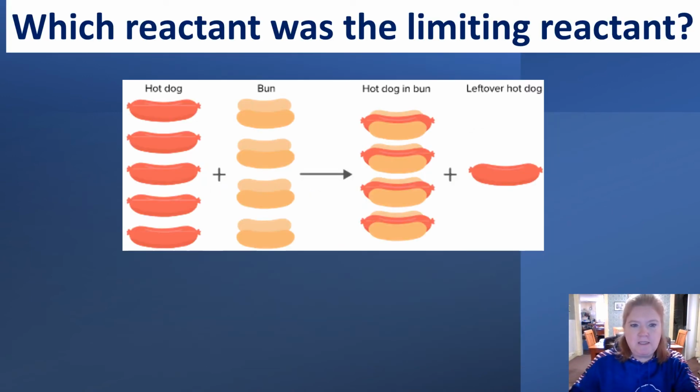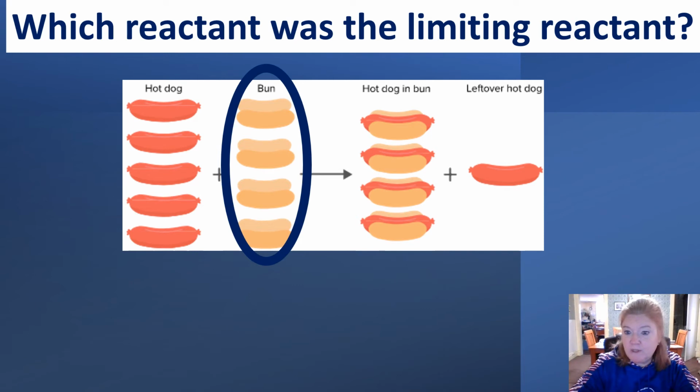So in this case, I have this many hot dogs and this many buns. Here's how many hot dogs I can put in a bun. Notice I have a leftover hot dog. So what was the limiting reactant? What limited how many hot dogs I could put in the buns? The buns. Once I ran out of buns, I couldn't make another pair.